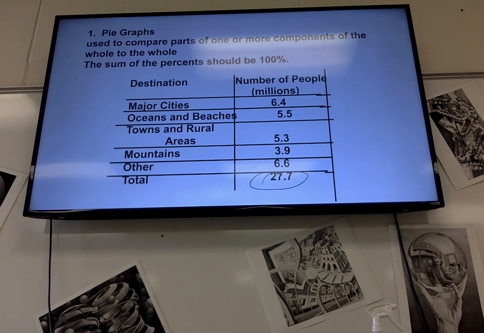Honestly, notice how other is bigger than everything else. If you were doing some statistical data and your other was bigger, then you probably need to change to whatever it was they were saying so that you didn't have such a large other section.